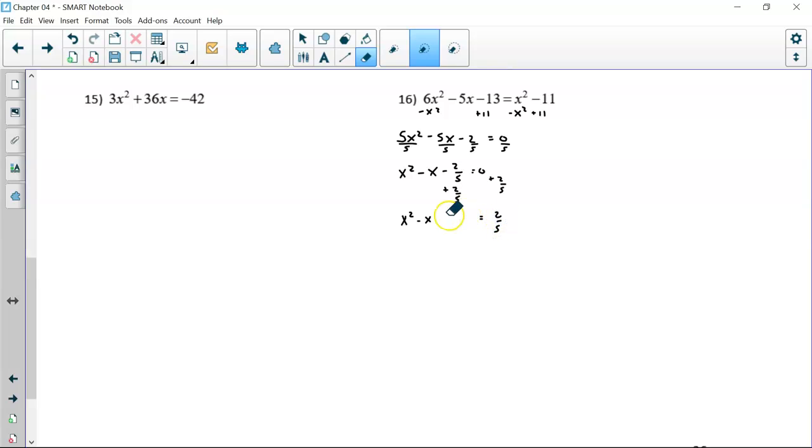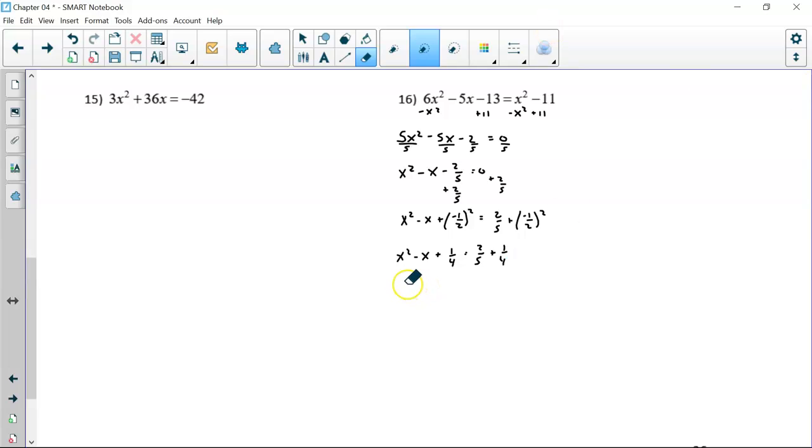Now, what we're going to do is we're going to be adding the middle term, negative 1 over 2 squared, to both sides. So we have x squared minus x plus, and when you square negative 1/2, you get 1 over 4. You square the numerator and the denominator. So that equals 2/5 plus 1/4.